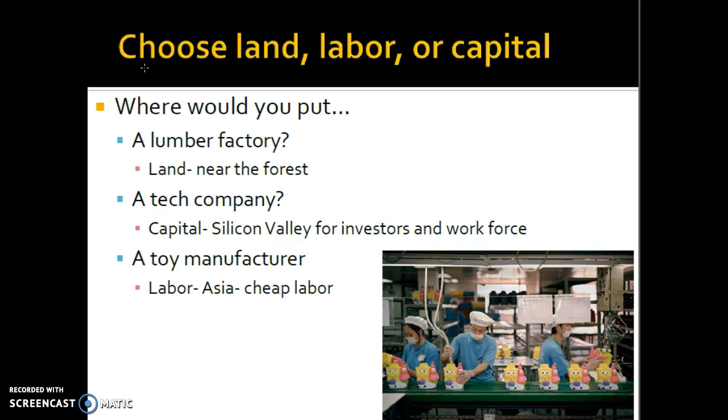If you were creating a lumber factory, it only makes sense that you would choose land of the three things listed above, because your factory would be nearest the forest where your product is. For a tech company, capital would be very important because in Silicon Valley, investors and a workforce are necessary to produce whatever tech product you're creating. In regards to manufacturing toys, you would want affordable labor, which often might be found outside of the United States.